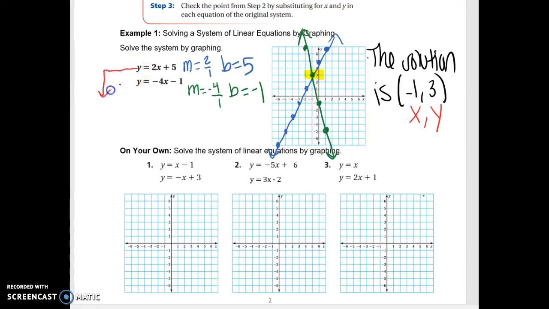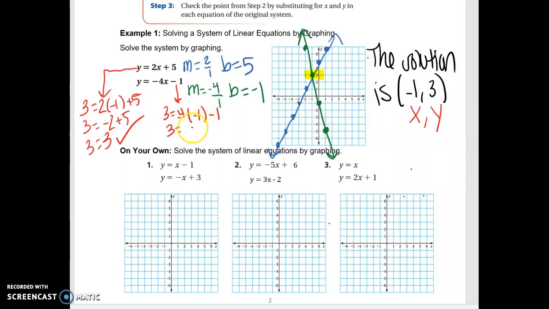So let's start with our first equation. I said my y was 3. Bring down my 2. My x I said was negative 1, plus 5. 2 times negative 1 is negative 2. Negative 2 plus 5 is 3. So that's good. Now let's check the second one. My y is 3. Negative 4 times my x, which is negative 1. Negative 4 times negative 1 is a positive 4. 4 minus 1 is 3. So 3 equals 3, that is a true statement.